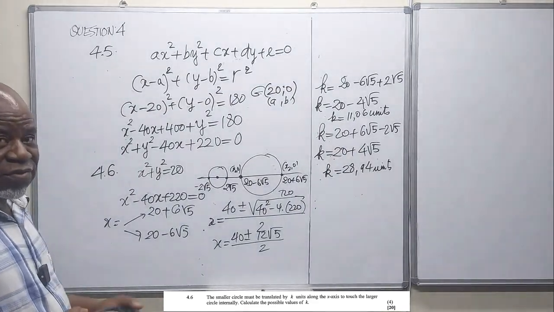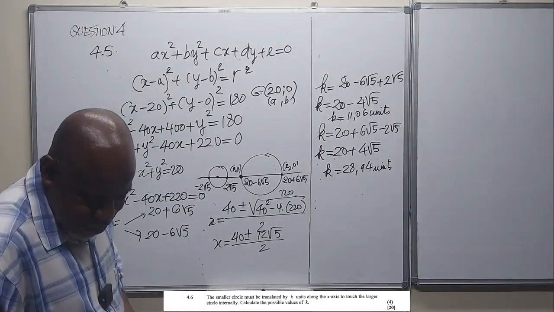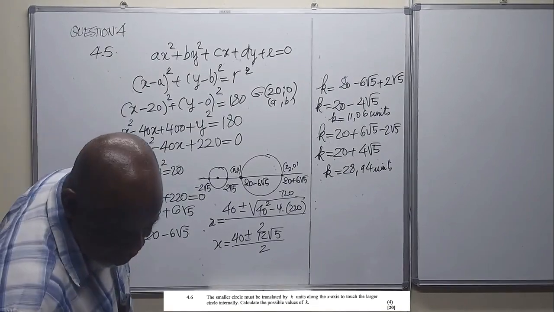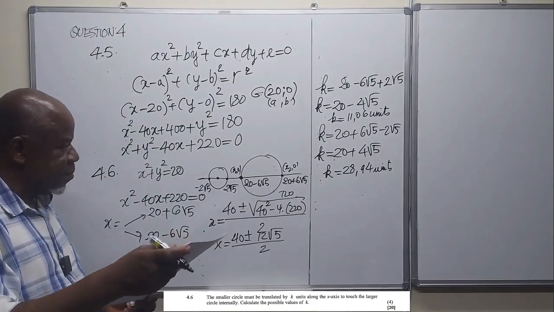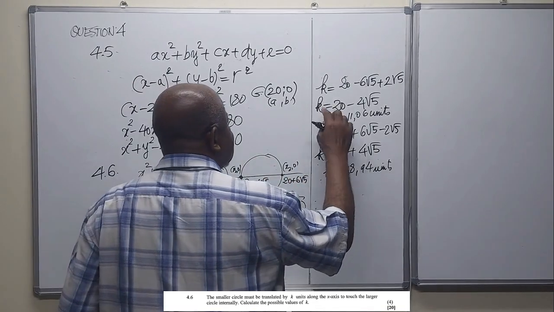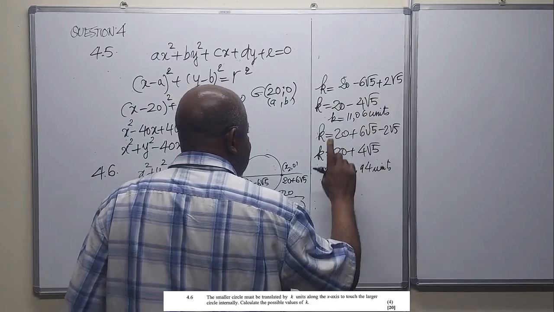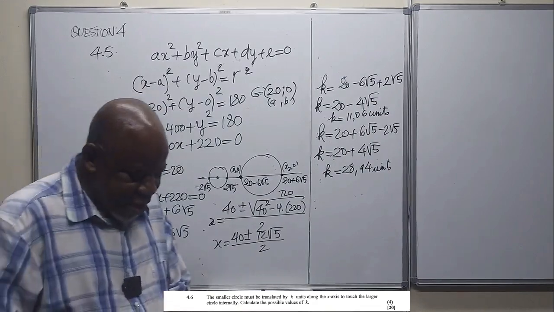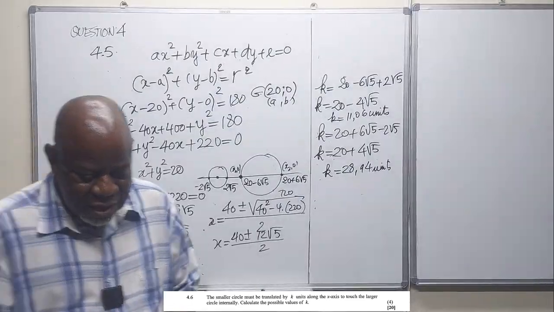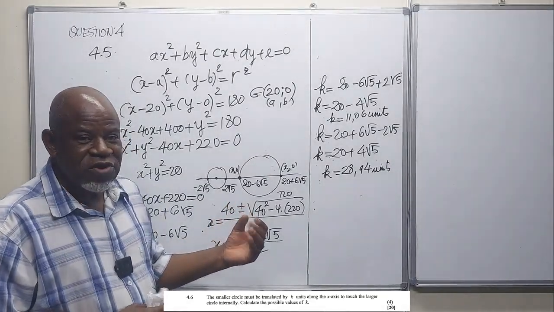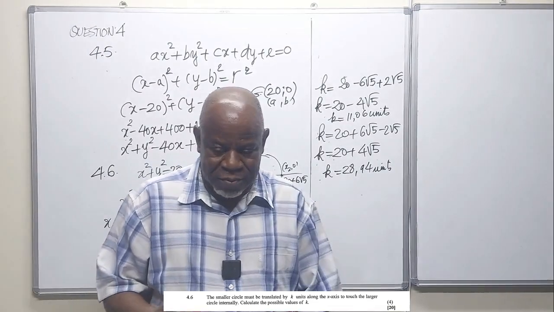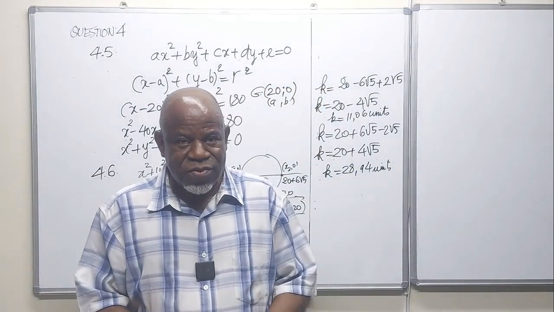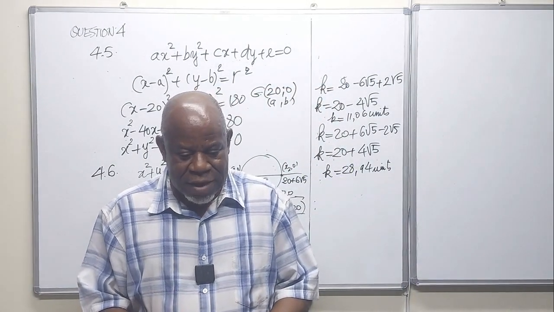I think we are done. This was the last question, 4.6. The value of k: 20 minus 4 square root of 5 and 20 plus 4 square root of 5. We are done. If you can still send your questions, I'll be responding to them. We are done with this question. We will continue with question 5 next time.